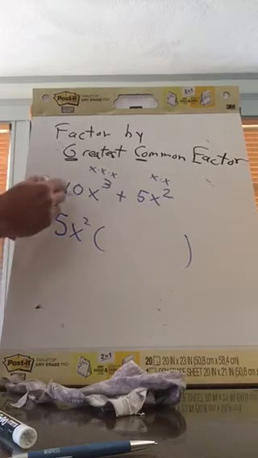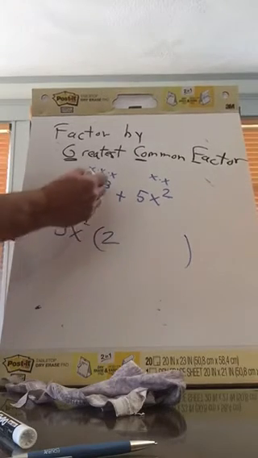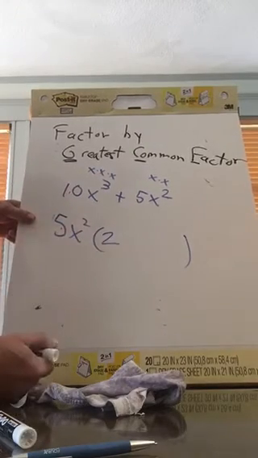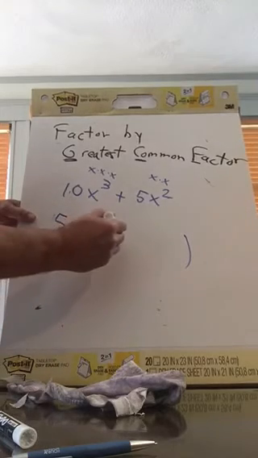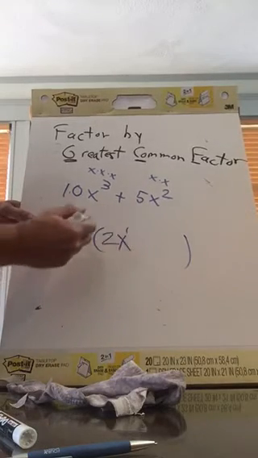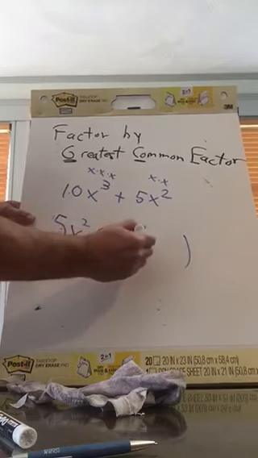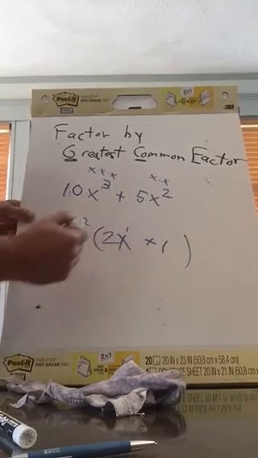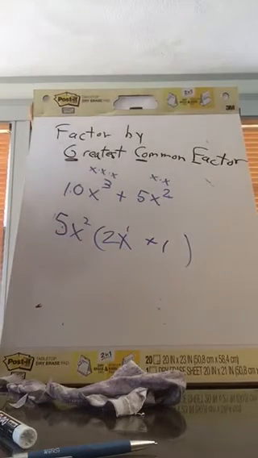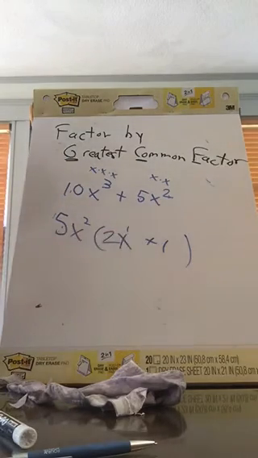Then we divide. 10 divided by 5 is 2. X to the third divided by x squared: when we divide, we subtract exponents, so we get x to the 1. And then 5 divided by 5 is plus 1. X squared divided by x squared, we subtract exponents, we get x to the 0, no x's at all. So again, that's our answer.